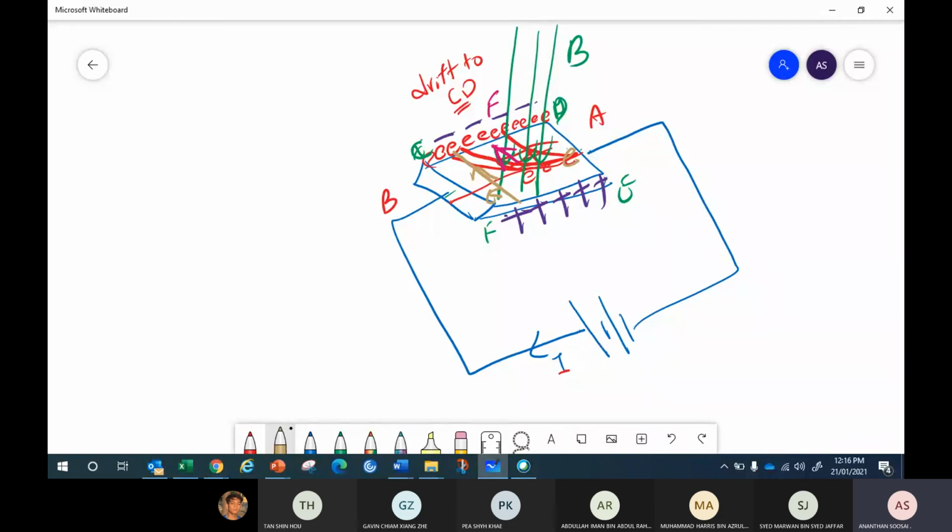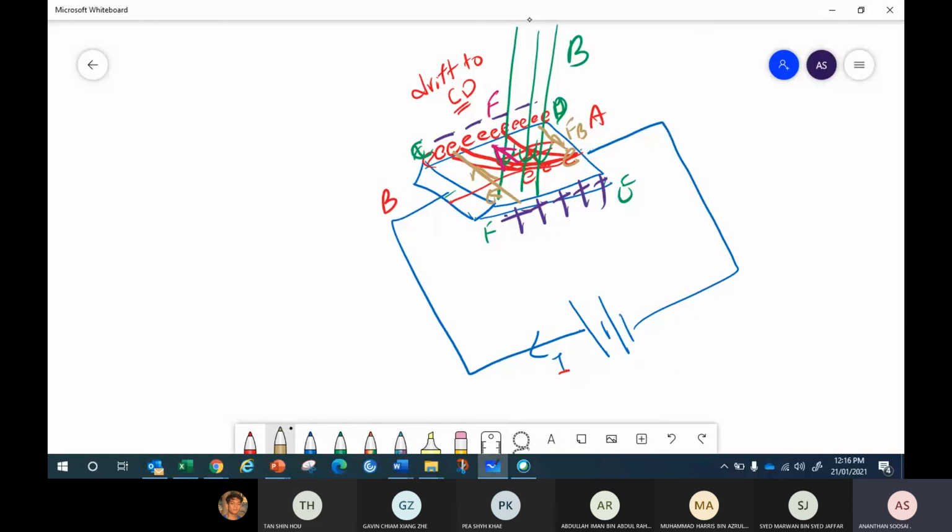Magnetic force acting where? Towards which side? CD, right? Magnetic force acting towards CD. But now you got electric force, right? Electric force acting where? Electric force acting towards CD or FE? CD is what charge? CD is negatively charged, right? Yes. FE is positively charged.